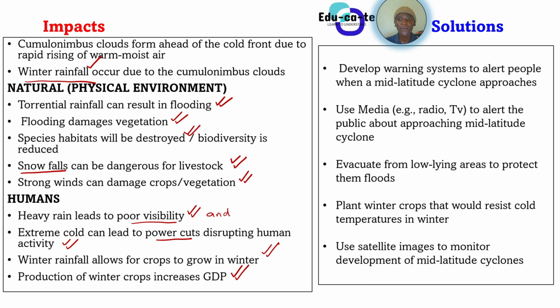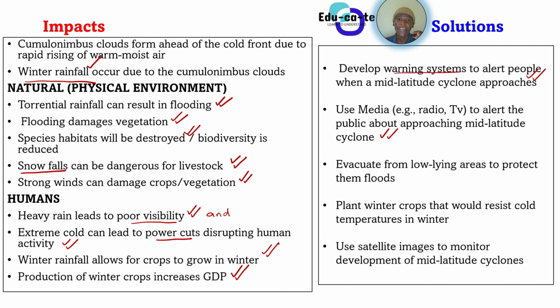So now there are a couple of solutions that you can implement to curb the damage of a mid-latitude cyclone. You can develop warning systems so that you can warn people when a mid-latitude cyclone approaches. You can use media, you can use radio, television, social media. Most of the times, most people use social media to do nasty things, but you can actually use it to alert people when there is an approaching mid-latitude cyclone.